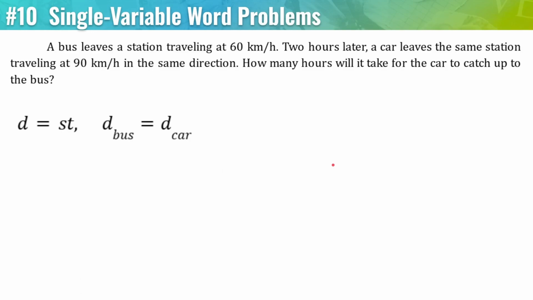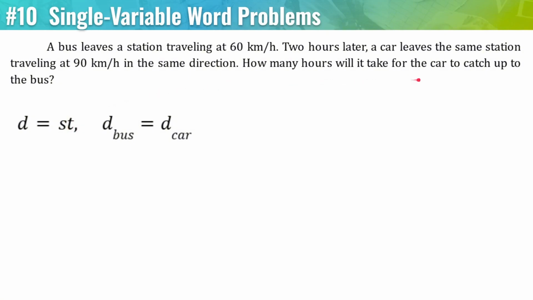So for number 10, a bus leaves a station traveling at 60 kilometers an hour. 2 hours later, a car leaves the same station traveling at 90 kilometers per hour in the same direction. How many hours will it take for the car to catch up to the bus? So what we need to know is that distance is equal to speed times time. This is from the equation speed is equal to distance over time, where we just multiplied both sides by t.